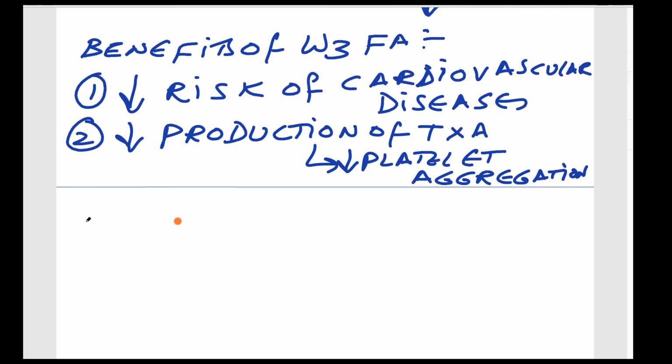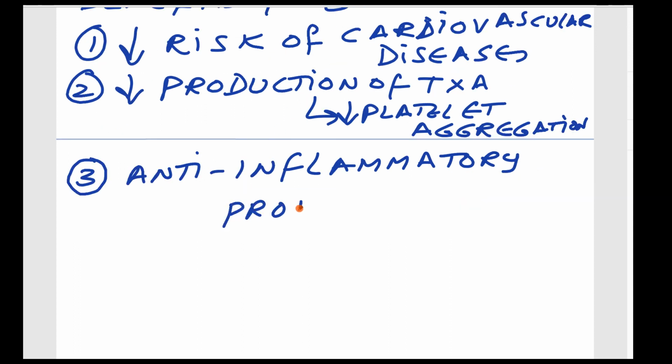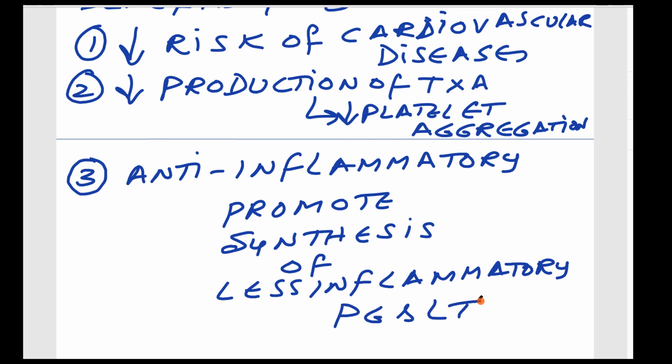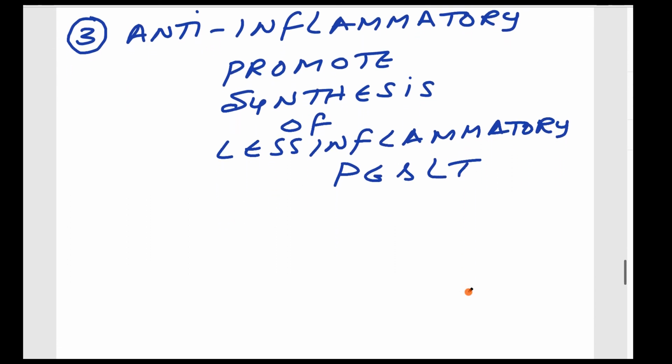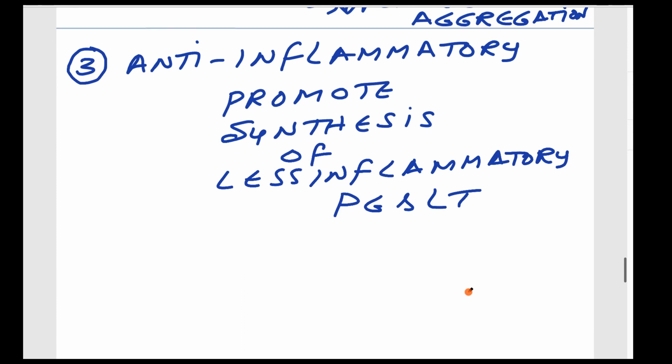Then they also have a role in anti-inflammation. They are anti-inflammatory. Why is this so? They promote synthesis of less inflammatory prostaglandins and leukotrienes. Prostaglandins and leukotrienes are inflammatory agents, but by having omega-3 fatty acids, there is a chance of production of less inflammatory prostaglandins and leukotrienes. The next one is they decrease serum triacylglycerol.